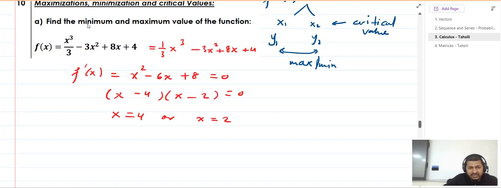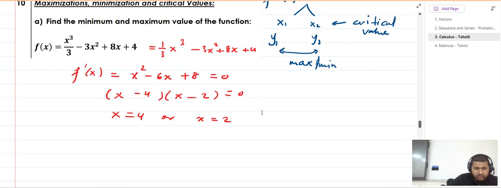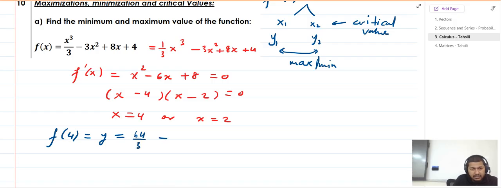Right, we want to find the maximum and minimum value. So we need the y values. So we will substitute 4 inside the original function. So we need to go and find f of 4, which is the y value. F of 4 is the y value at 4, right? So we need to find this, okay? F of 4 is a y value, so 4 cubed is 64 over 3 minus 3 times 4 squared. 3 times 16 is 48. 8 times 4 is 32 plus 4.